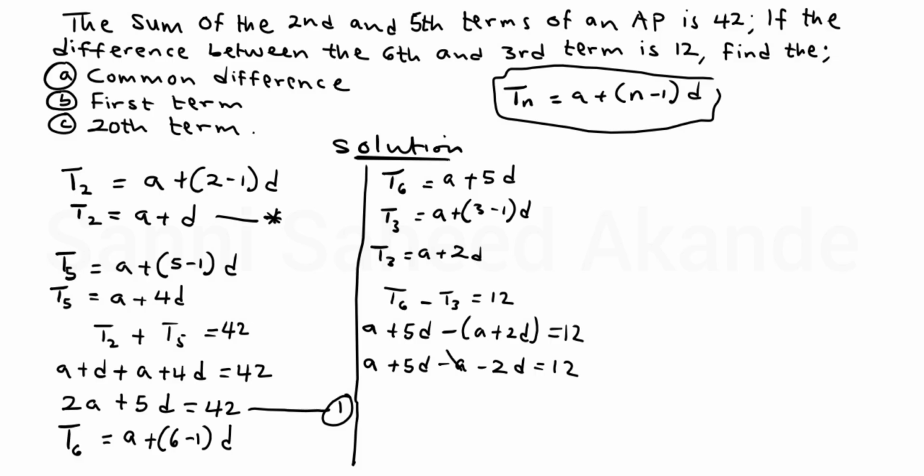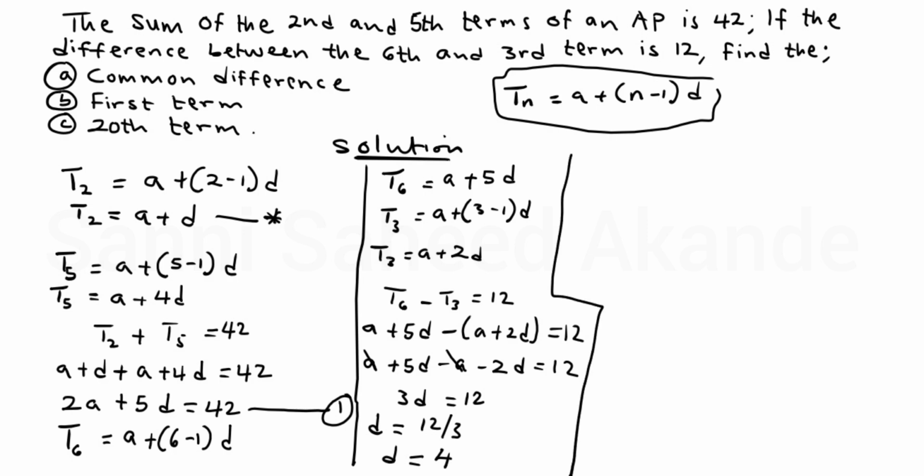Then we have 5D minus 2D, that would be 3D equal to 12. Is that understood? If you divide both sides by 3, you have D equal to 12 over 3. So D will be equal to 4. The value of D is 4. Meanwhile, the first question they ask us is to find the common difference, and you know the common difference is D. So we have answered question A like that.